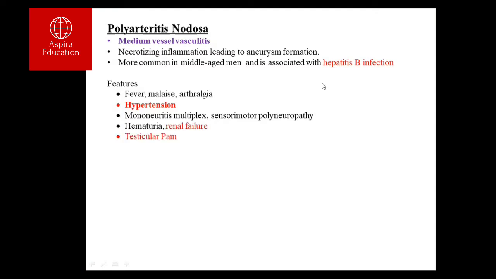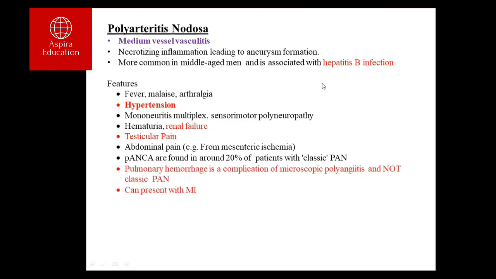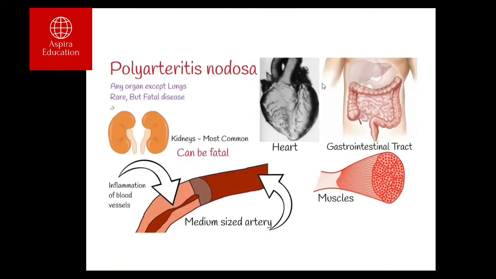The patient can have renal failure, testicular pain because of involvement of the gonadal arteries. They can get abdominal pain because of involvement of the mesenteric arteries. Remember, medium vessel vasculitides are negative for ANCA, so generally you do not find ANCA here. They can have pulmonary hemorrhage. They can present with coronary artery involvement with myocardial infarction. So this is polyarteritis nodosa. It usually involves the heart, the GIT, and they can present with involvement of the peripheral nerves as well.